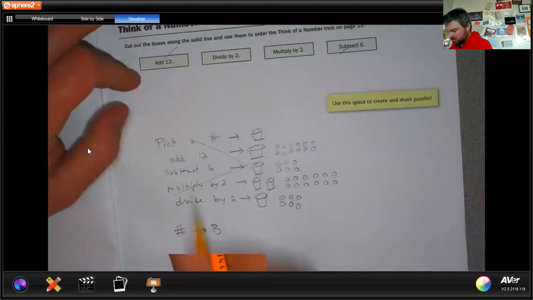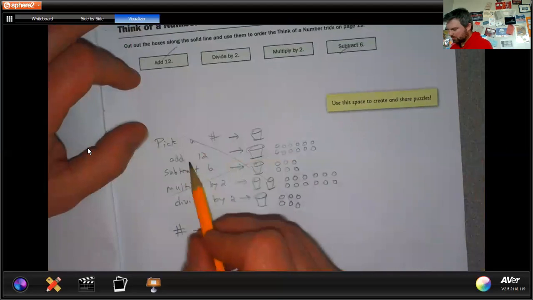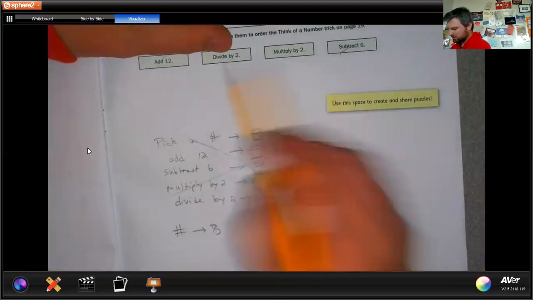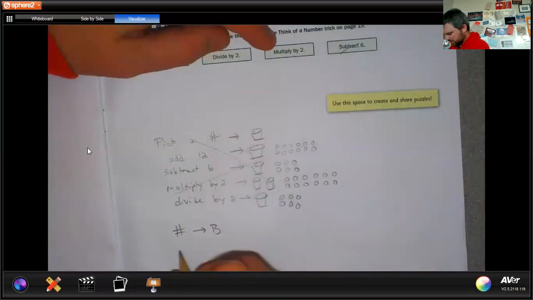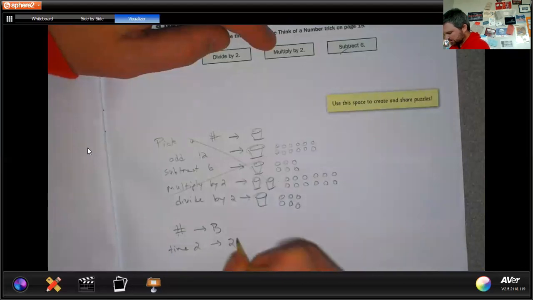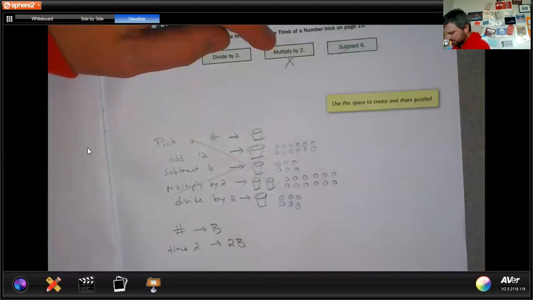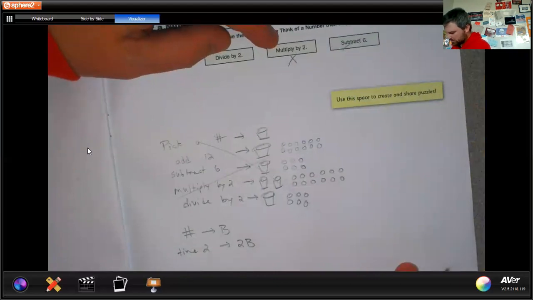And this time, maybe I don't want to add 12. Maybe I want to multiply by 2. Remember, I can't divide or subtract yet. So let's multiply by 2. So times 2. So then I have 2 buckets. Okay, and that one's gone. So I got 2 buckets.